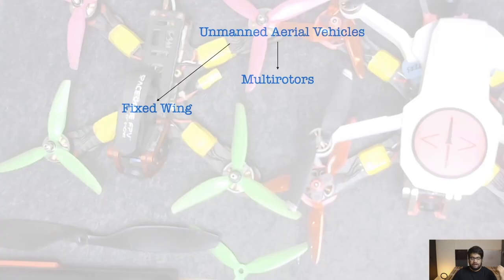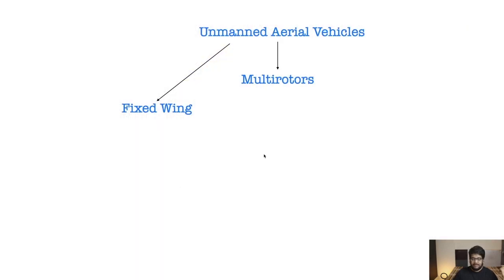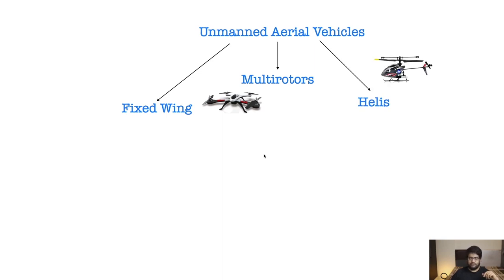So this is a multirotor, a basic example, a quadcopter, because it has four motors. In the UAVs, you will also find some helis, the remote control helis, and I've seen a lot of people who also like to build and pilot helis, so I've also included that in this category. These categories can be further divided into different categories.